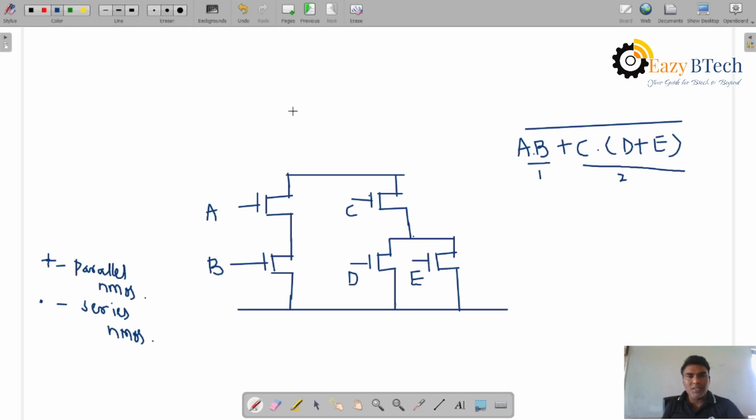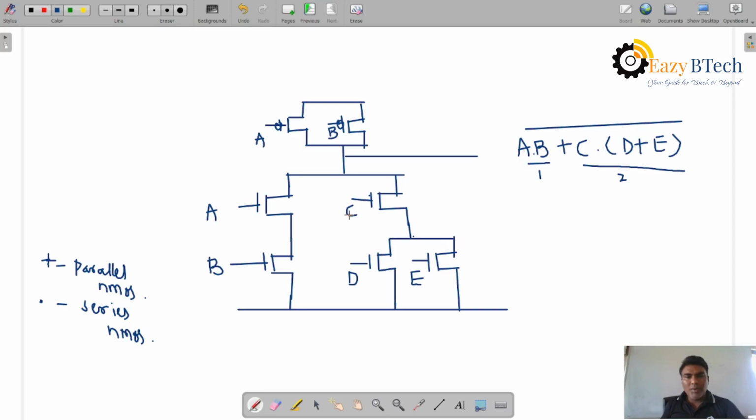So AB here was series, now AB is parallel. Let me take this. AB are parallel, so series is here. Now AB are parallel. This is PMOS, AB are parallel. This is the output over here. A and B are parallel. Complement, so PMOS bubble over here. So AB are parallel. AB in series in NMOS becomes AB in parallel in the complemented CMOS logic.